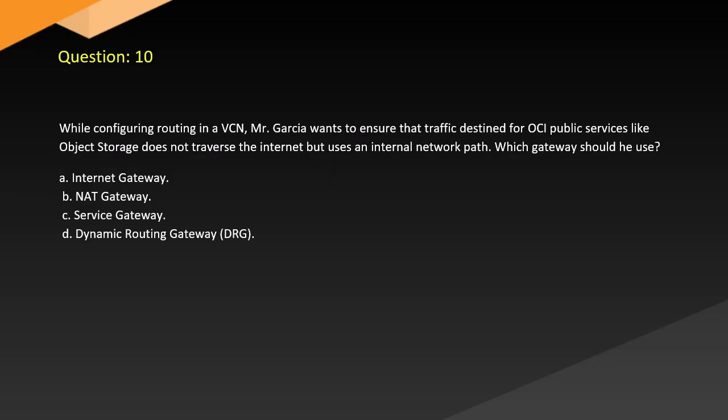Question 10. While configuring routing in a VCN, Itagaki wants to ensure that traffic destined for OCI public services like Object Storage does not traverse the internet but uses an internal network path. Which gateway should he use? A. Internet gateway. B. NAT gateway. C. Service gateway. D. Dynamic routing gateway, DRG.